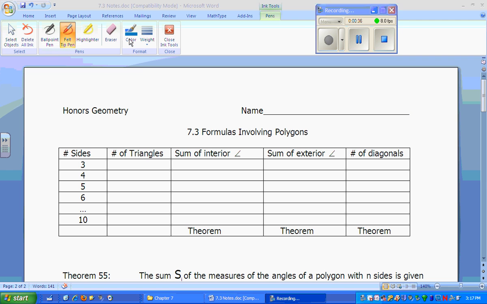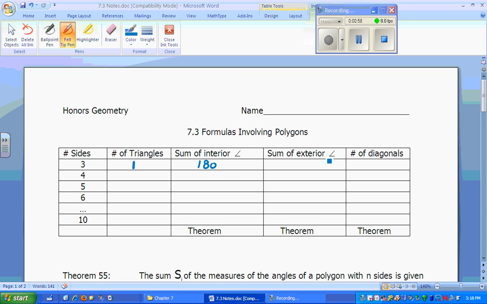We look at it and say, okay, a figure has to have three sides, first off. So one or two sides doesn't exist. So we have three sides. With three sides, how many triangles can you make? You can make one triangle. The sum of the interior angles, well, everybody should know that. We learned that in 7.1, which we did first semester. It is 180 degrees.